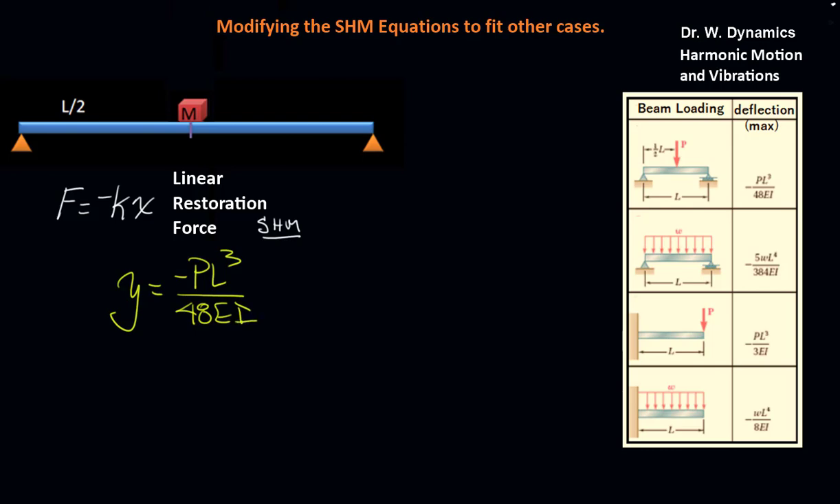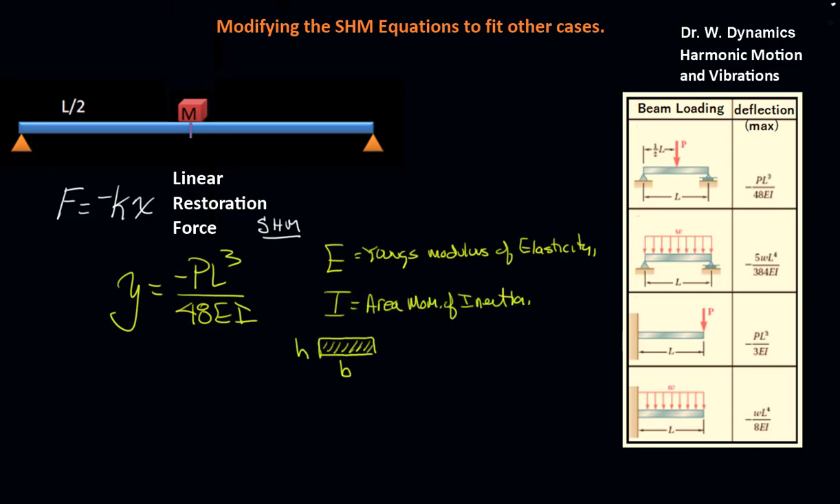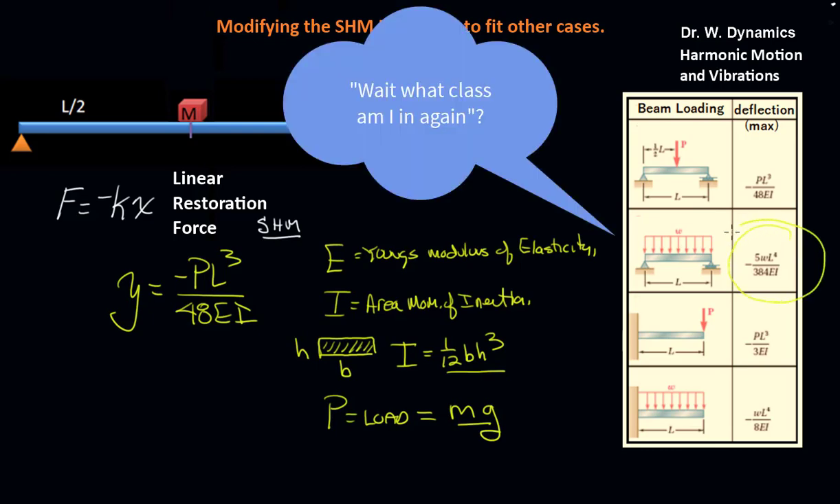EI, and E is the Young's modulus of elasticity, I is the area moment of inertia, and if we have a rectangular beam, the I would be 1/12 B H cubed, and P will be the load, which in our case will be mg, the mass that's placed on it, and we'll assume that the beam itself is lightweight. Otherwise, we'll include this term as well in our calculation.